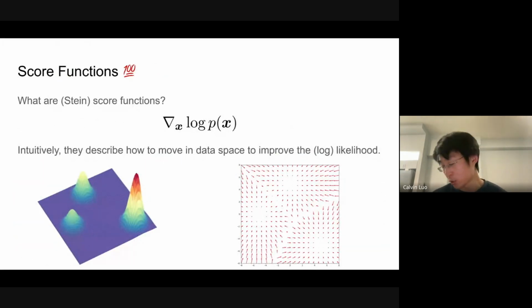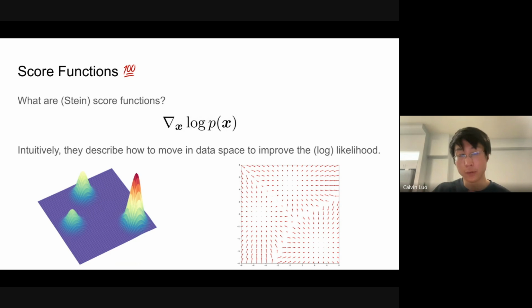And the other interpretation is trying to predict something called a score function. So what are Stein score functions? Well, they take the following form. It's a gradient with respect to x of log probability of x. Intuitively, if we just look at the form, it describes how to move in data space to improve the log likelihood. We already have a log likelihood, log p of x. Well, how do we adjust x? That's what the gradient says. How do we adjust x such that the log likelihood increases, it improves?